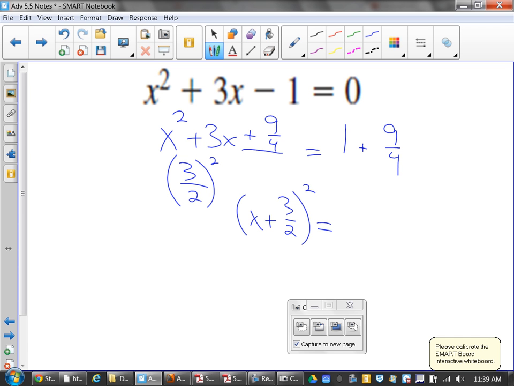Good. What I was going to suggest here at this point, when I add 1 to the 9/4, I'm going to add it as 4/4 to 9/4 to keep the common denominator. And like Christian said, it's 13/4.